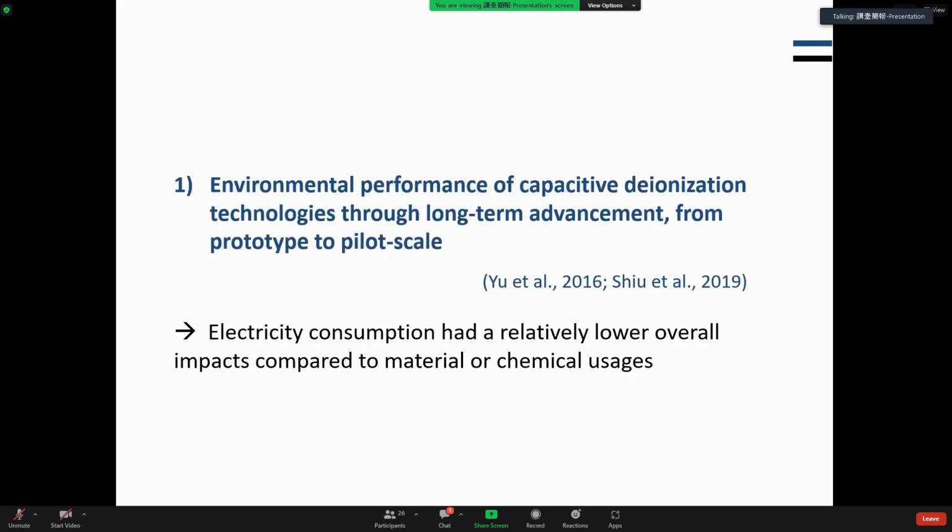We started the environmental impact assessment back in 2016, from a really tiny prototype of the CDI. Then, through the early advancement of CDI, from CDI to MCDI in our group, we found that electricity consumption had relatively lower overall impacts compared to material and chemical usage, which I'm going to show later.